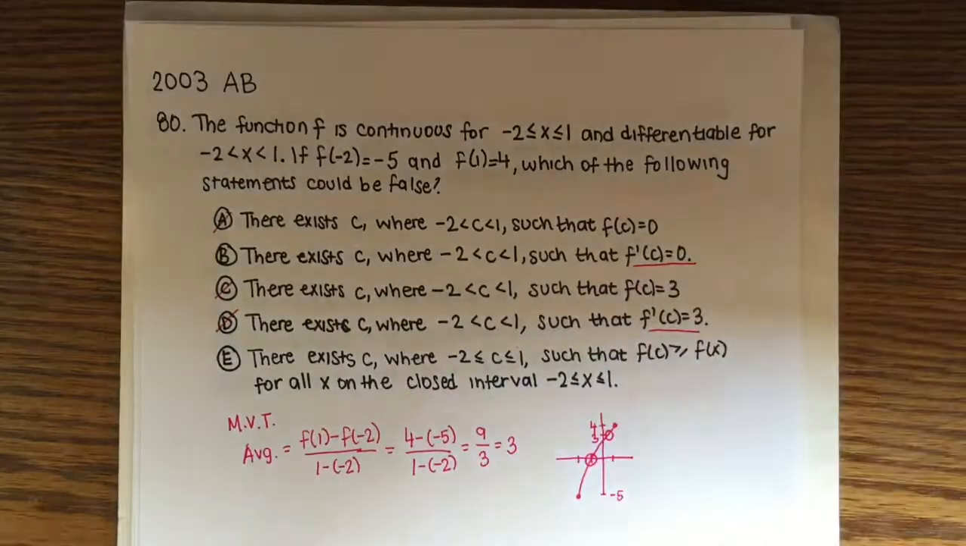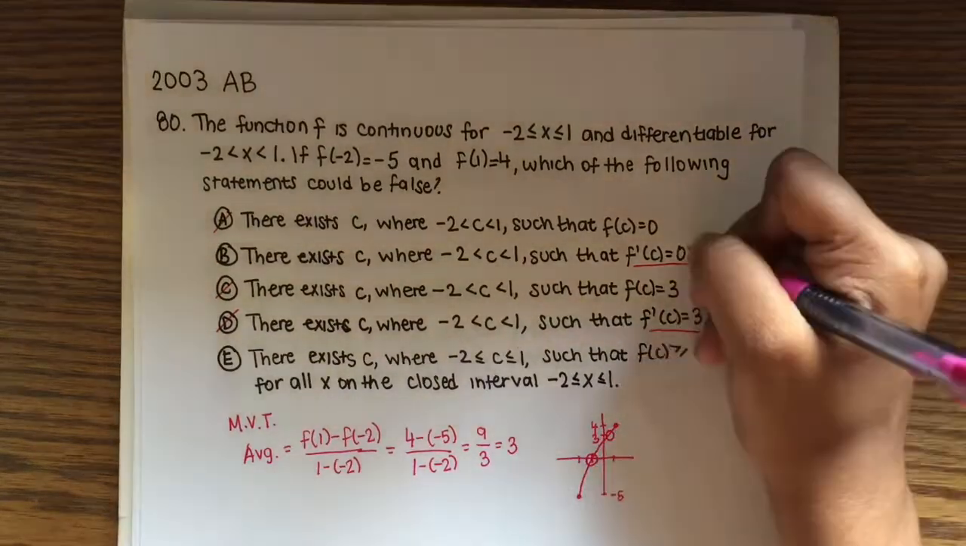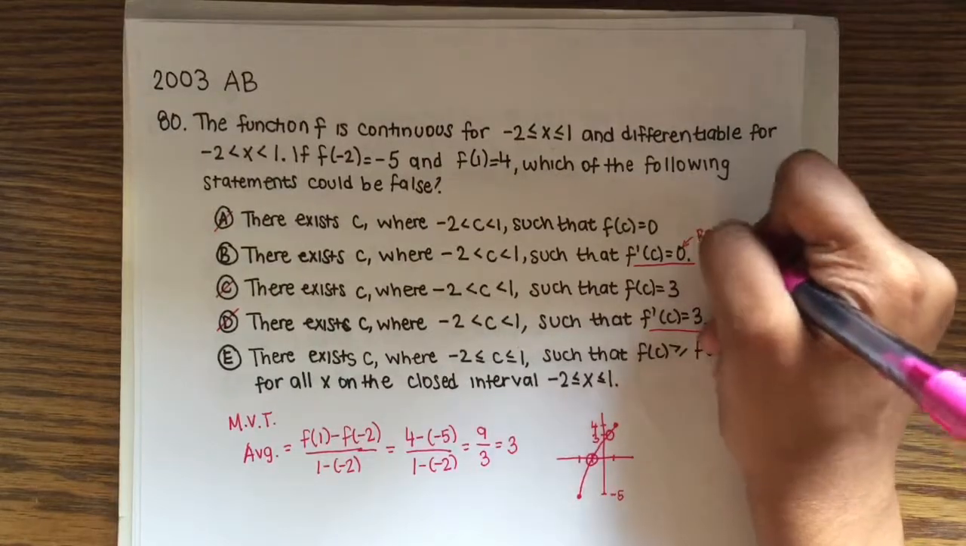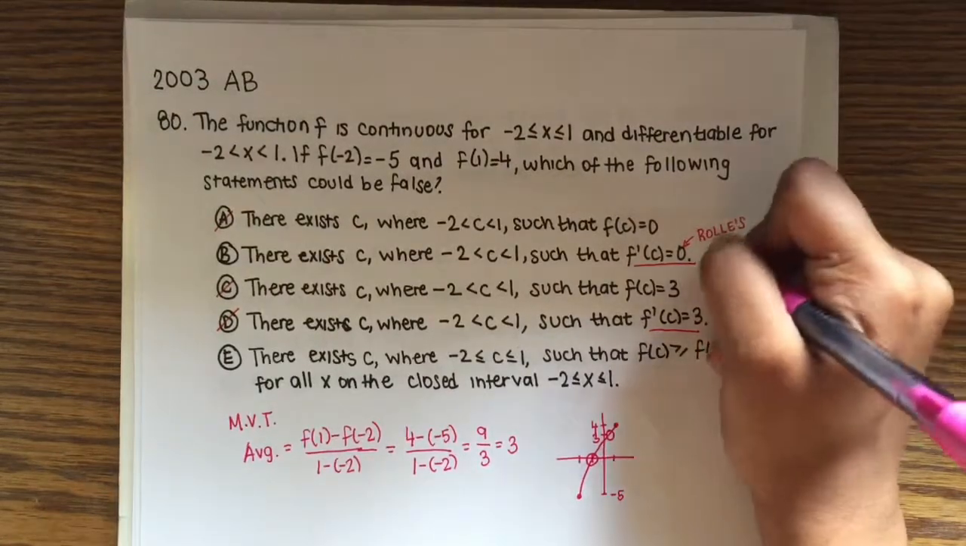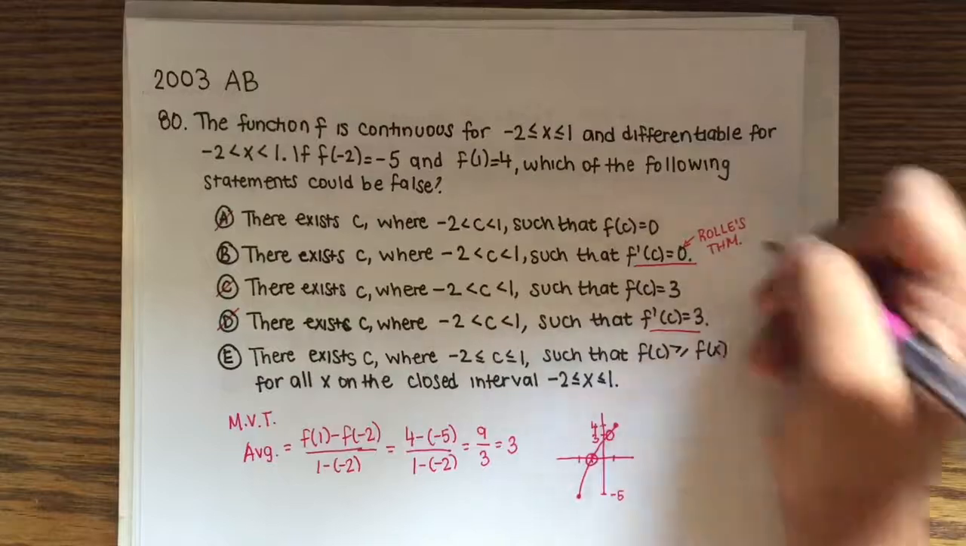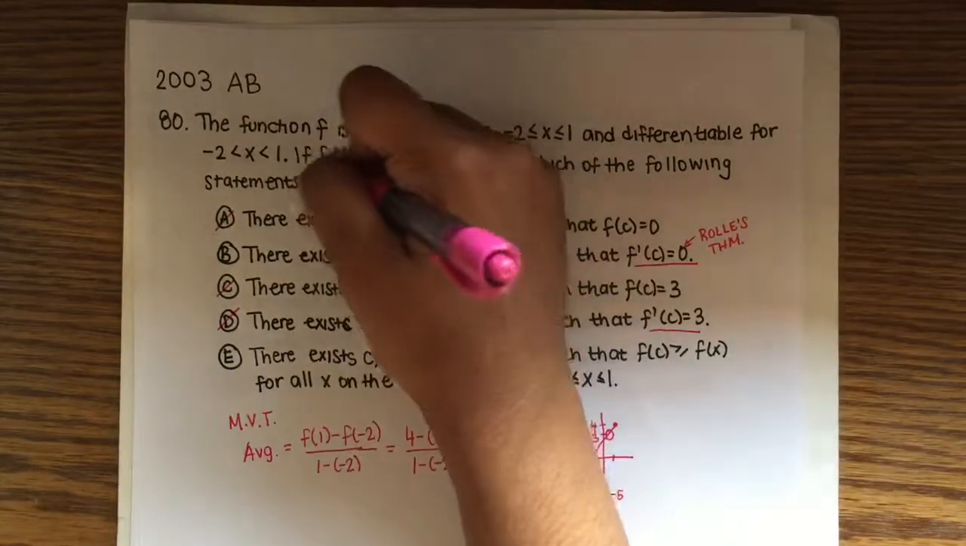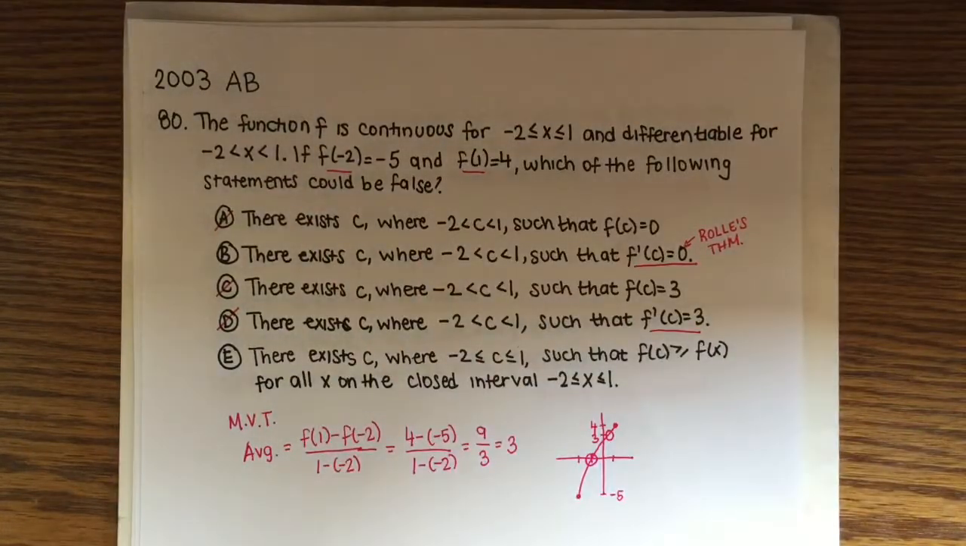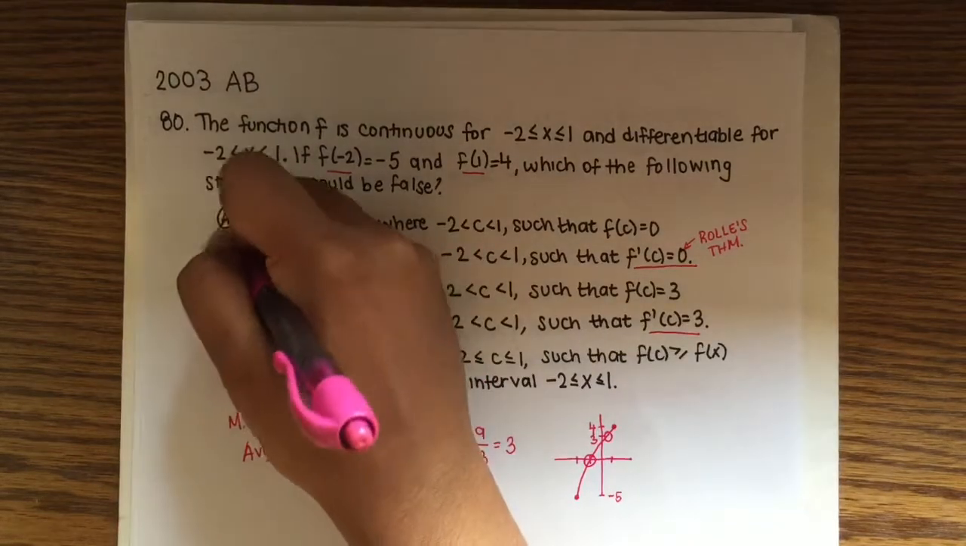This states that at some point c, f prime of c equals 0. However, we know that this is a Rolle's theorem concept, not for the mean value theorem. And since f of negative 2 does not equal f of 1, we can't use Rolle's theorem. Therefore, B must be false. So that's our answer.